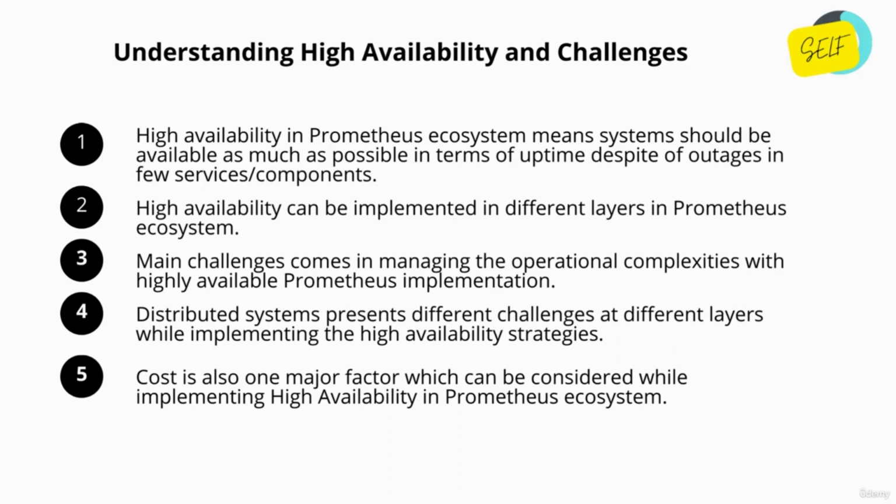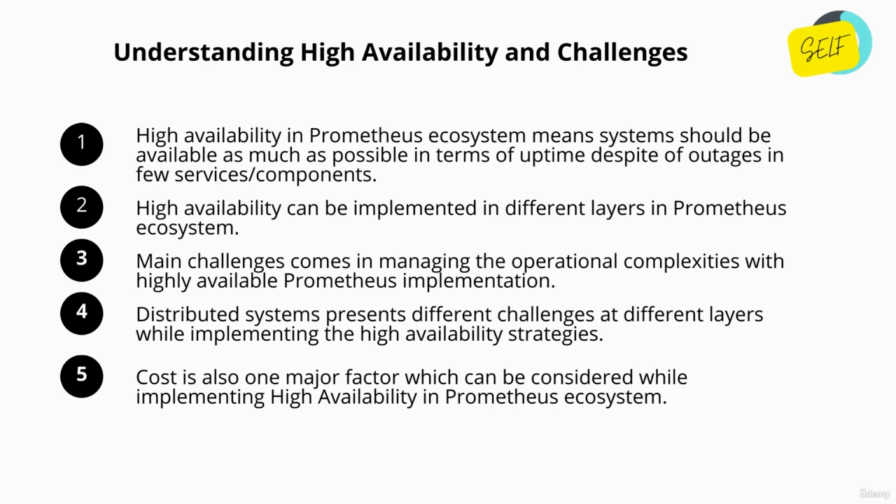Okay, now the next thing is that distributed systems present different challenges at different layers while implementing a high availability strategy. Nowadays in a distributed system, it is possible that one target system is in Kubernetes, another is in OpenShift, a third is in Docker, or a fourth is running in VMware. Then how would you implement high availability in Prometheus? That is again a challenge. At such places, a very good strategy is required to implement high availability.